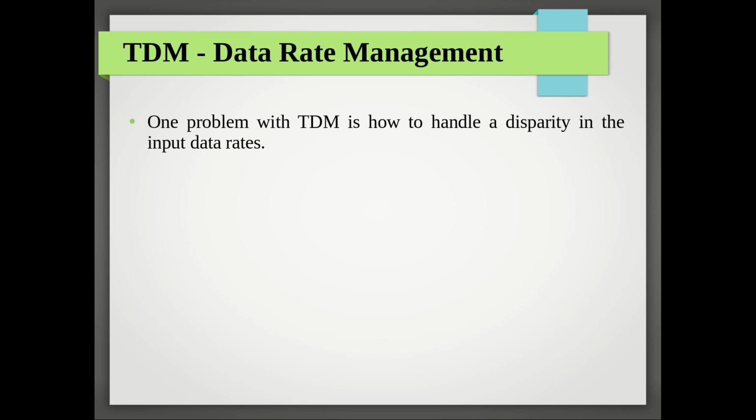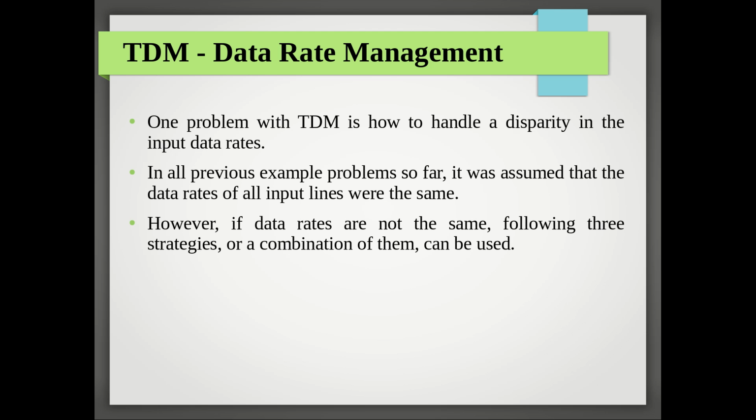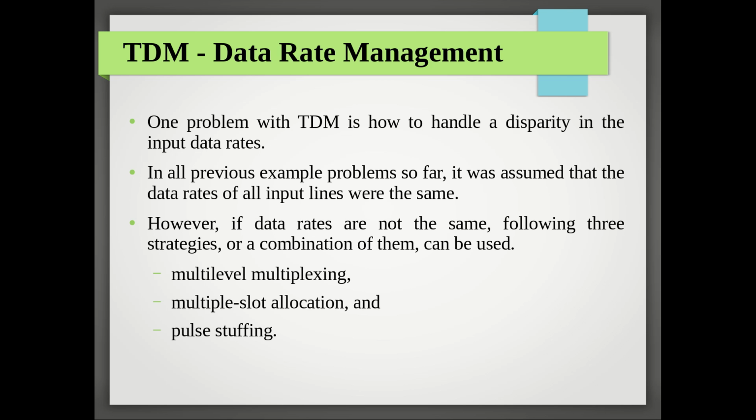One problem with normal time division multiplexing is how to handle the disparity in the input data rates, the differences in the input data rates. In all the previous examples and problems which we discussed so far, it was assumed that the data rates of all the input lines were the same, but that may not be the case in reality. However, if the data rates are not the same, there are certain techniques, and that is what we are going to see now. The following three strategies, or a combination of them, can be adopted. The first one is multi-level multiplexing, then multiple slot allocation, and pulse stuffing.